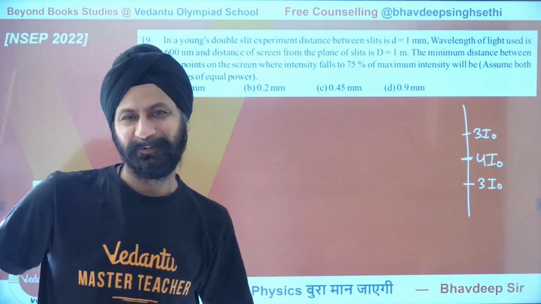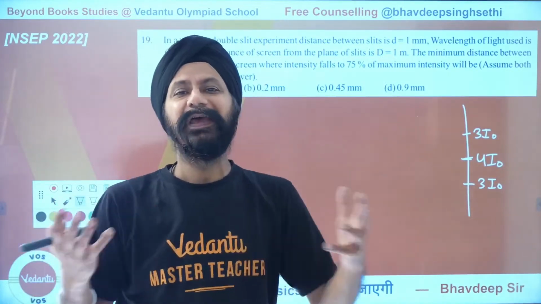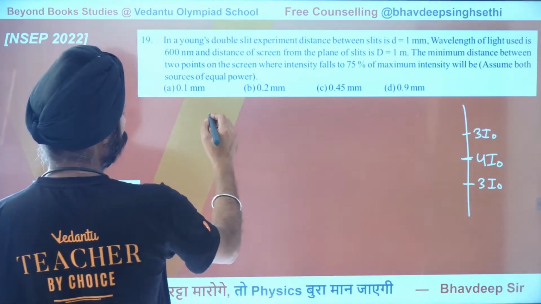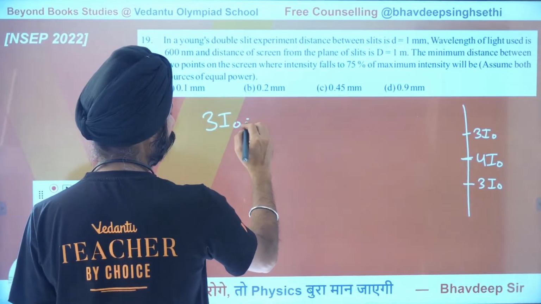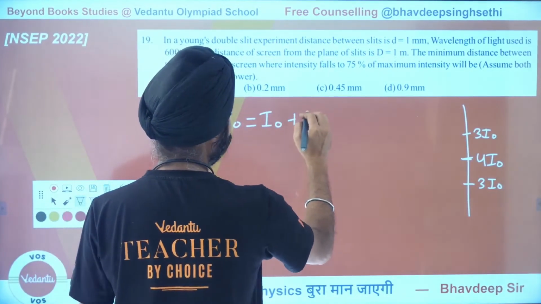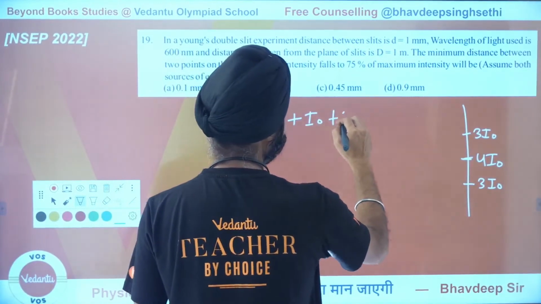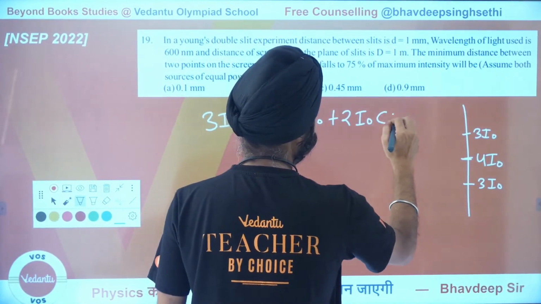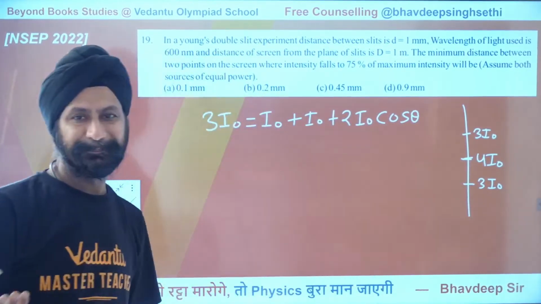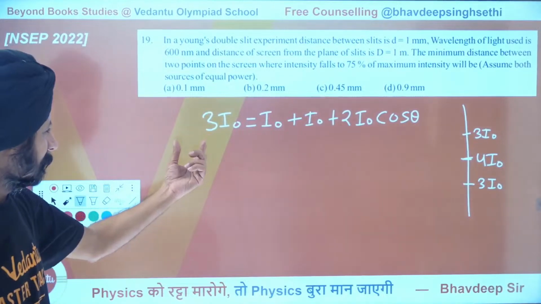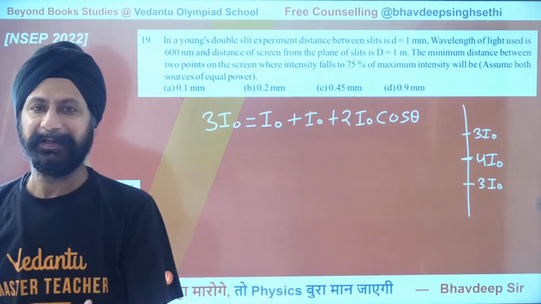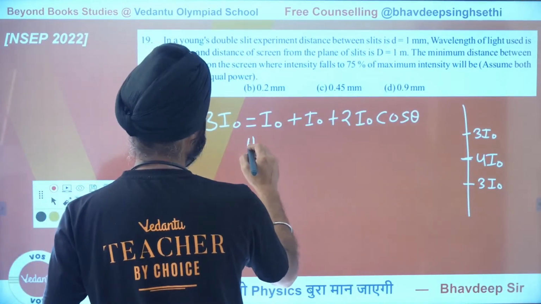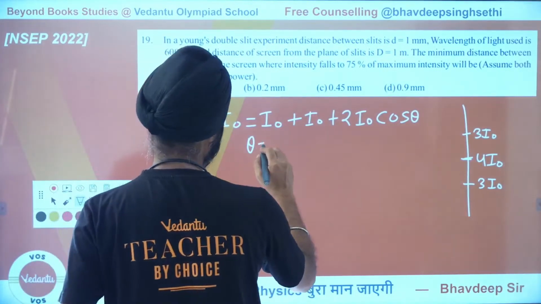It's a very easy question. You know, this is 3 I naught. So how much should be the phase difference here? We know the intensity required is 3 I naught. This 3 I naught should be equal to intensity 1, which is I naught, plus intensity 2, which is I naught, plus 2 times I naught times cos of the phase difference. This subtracts here, makes it I naught. I naught gets cancelled out. 1 by 2 is cos theta. So theta is pi by 3. So I know theta, the phase difference, or you can say delta phi, is pi by 3.